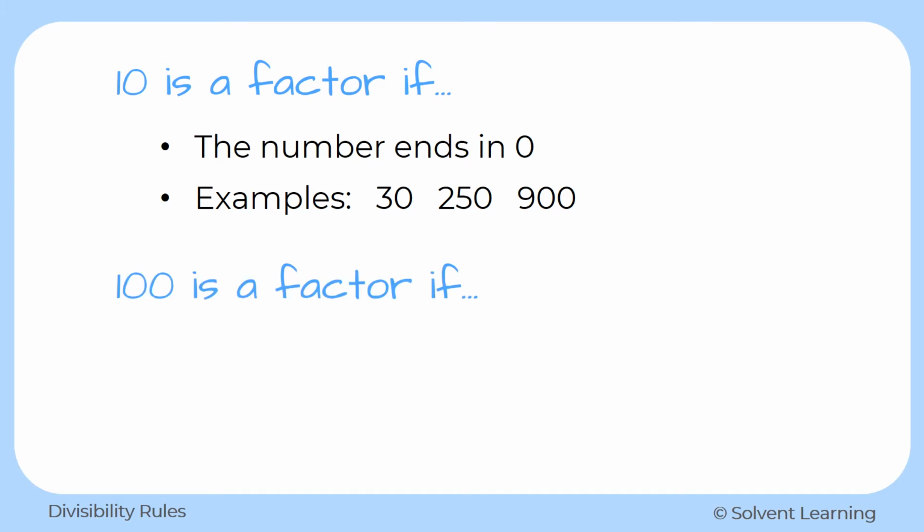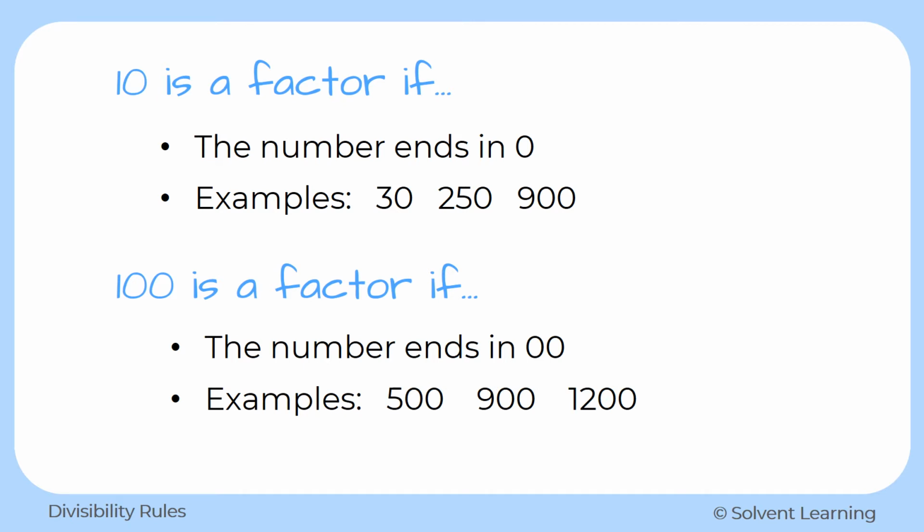100 is a factor if the number ends with 2 zeros. Here are some more examples. 500, 900, 1,200. As long as it ends in 2 zeros, then 100 is a factor. So we can tell if 10 or 100 is a factor of another number by just looking at it.